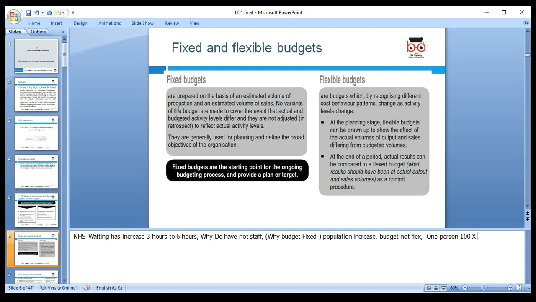Ultimately, what's happened? The waiting time benchmark was 3 hours to be served, and it went up to 6 hours. That's huge. So it's not a realistic target if the budget stays fixed. We have to flex the budget according to the situation.